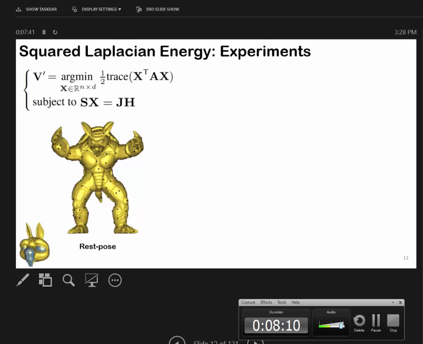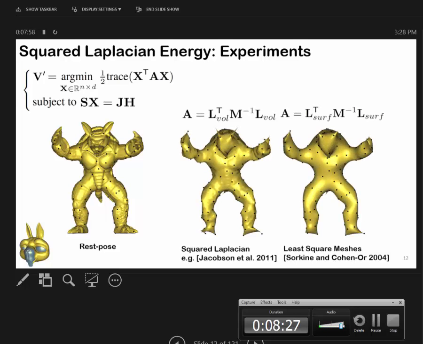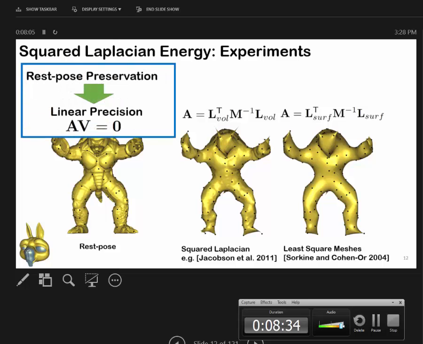But we cannot use the usual Laplacian from previous work. Here we minimize the quadratic energy with some black points fixed to be constant. If we choose the matrix A to be the previous squared Laplacian energy, like either the volumetric or surface Laplacian, we see that the response is lost. In the paper, we have a little proof that the loss of response is due to the lack of linear precision. That means these two Laplacians do not have the linear precision property that we want.